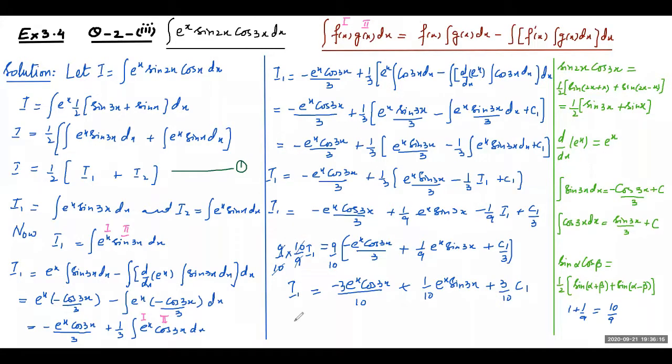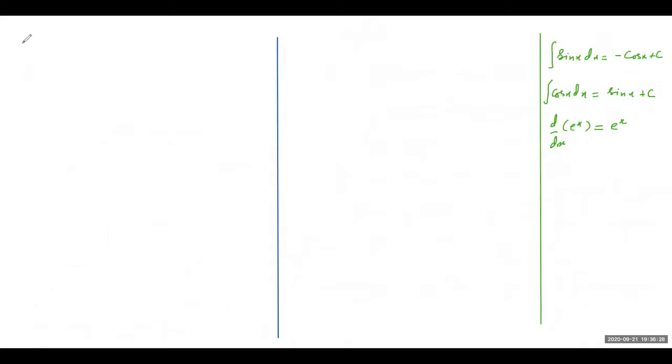Now we have to find the value of I2. What is I2? I2 is equal to integral e^x sin x dx. So let's go to the next page and we have to evaluate I2. I2 is equal to integral e^x sin x dx. We are going to perform integration by parts using ILATE. This is the first function and this is the second function.